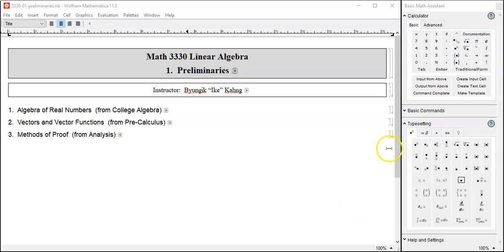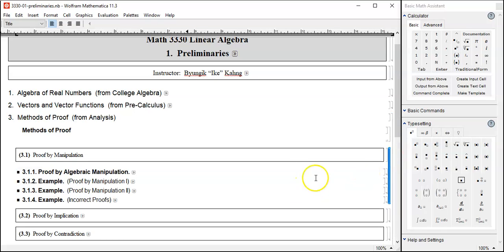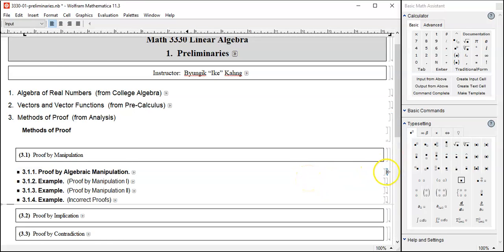Hello students, welcome back. Let's continue working on the method of proof. The first topic, proof by algebraic manipulation.